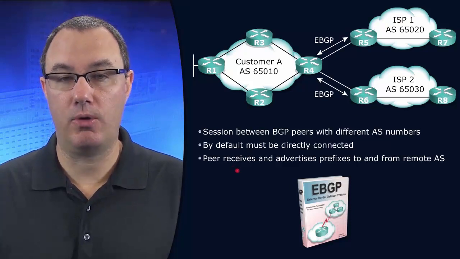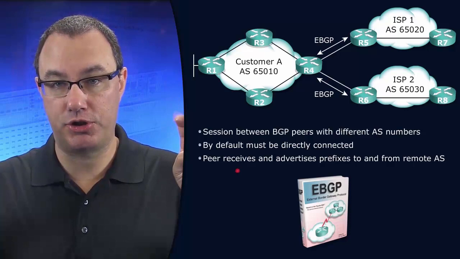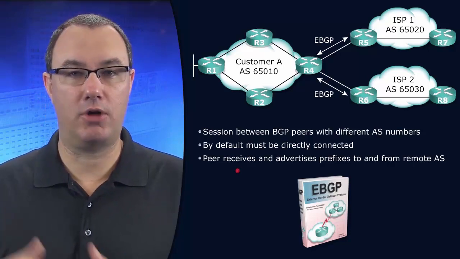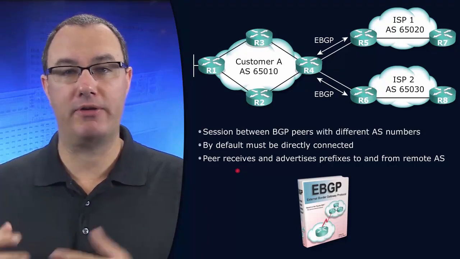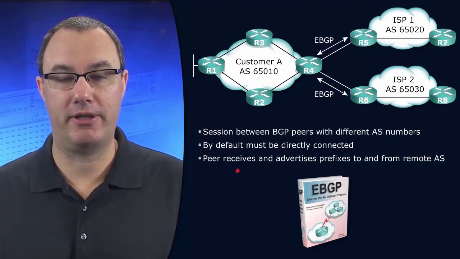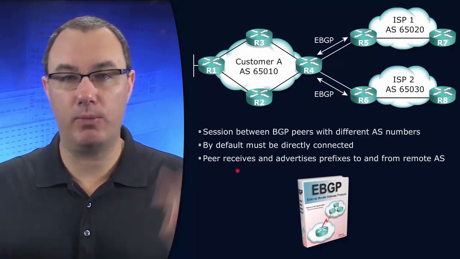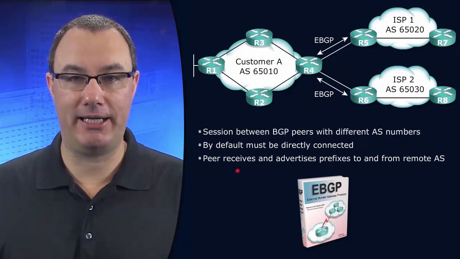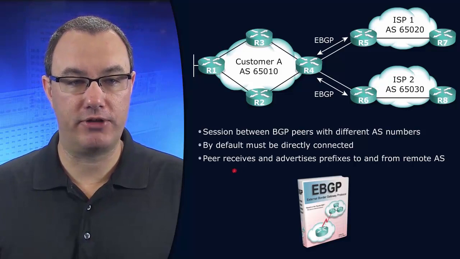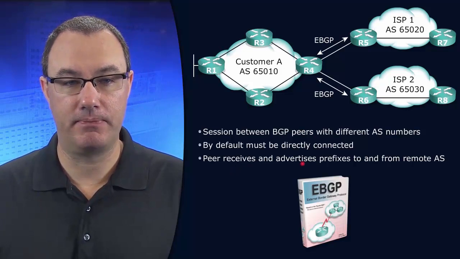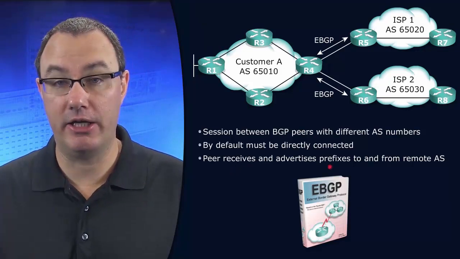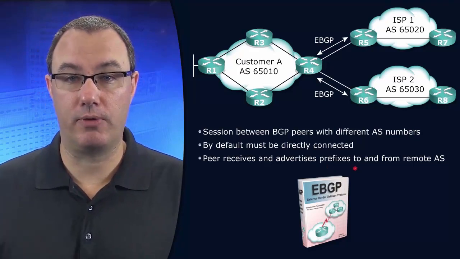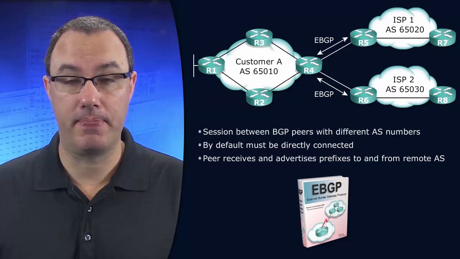And when you are an established peer, think about OSPF. When OSPF has a full relationship, that's a good thing. In BGP, when we are established, that is a good thing for BGP. And so when we are established, we're going to be receiving and advertising everything that we know about, unless we are performing some sort of route filtering, which is certainly possible with BGP.